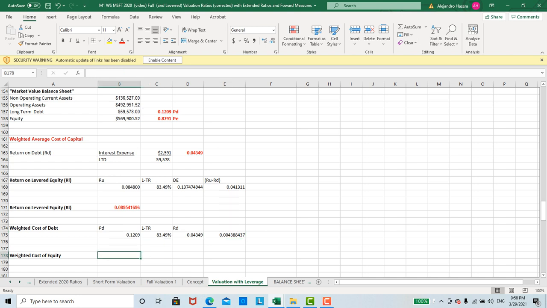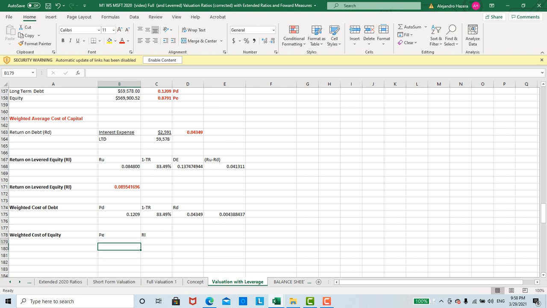Okay, this is going to be a similar calculation. We're going to take the percentage of your capital that is equity. This is your weighted average cost of equity. So we're going to take the percentage of capital that is equity and multiply that times the return on levered equity. And it makes sense that we use levered equity because by definition, a weighted average cost of capital includes all types of capital of a firm.